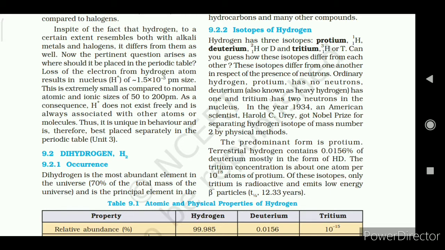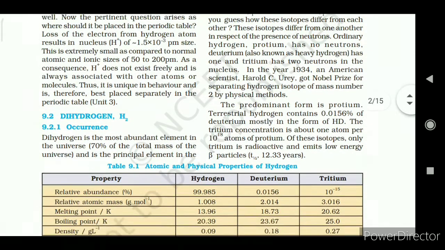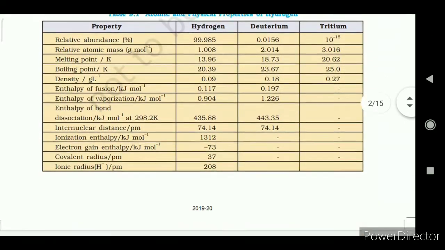Since the isotopes have the same electronic configuration, they have almost the same chemical properties. The only difference in their rates of reaction is mainly due to their different enthalpy of bond dissociation. However, in physical properties, these isotopes differ considerably due to their large mass differences.